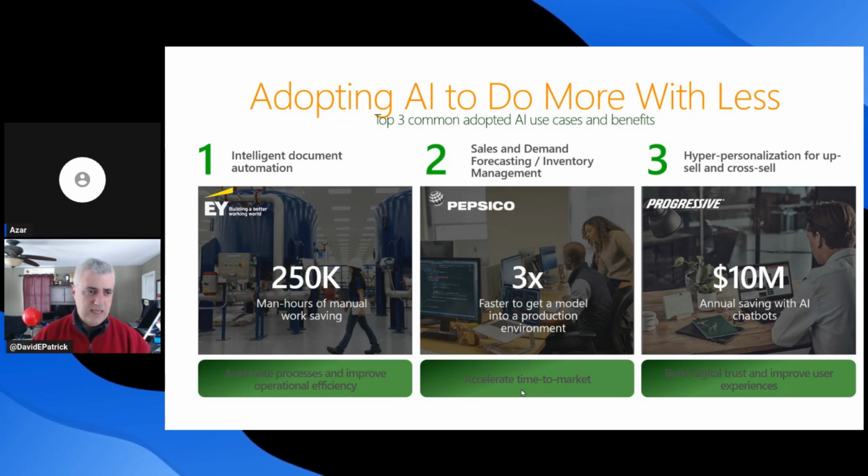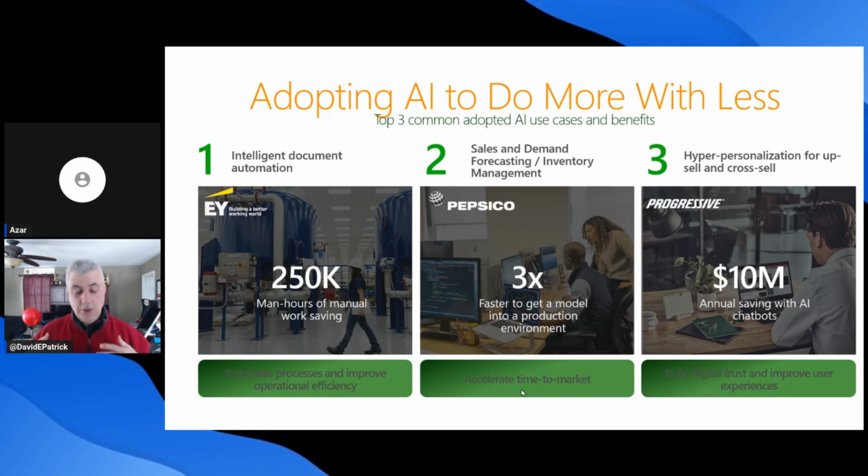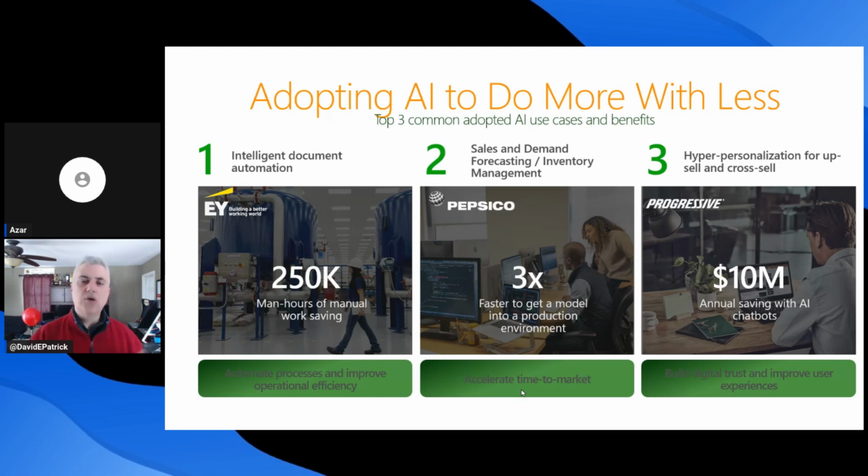Ernst & Young, they've actually saved 250,000 man hours of manual work by automating processes and improving their efficiency using AI. PepsiCo, they went and they got a faster model into production. So they used AI to accelerate their time to market. And then Progressive Insurance is saving $10 million annually with their AI chatbots just by users talking to a chatbot and getting some of that low-hanging fruit, those easy questions answered.